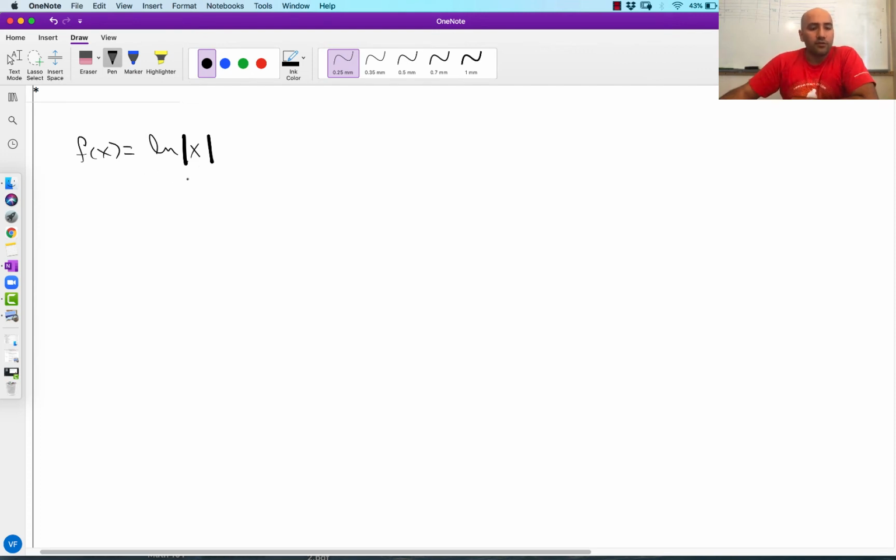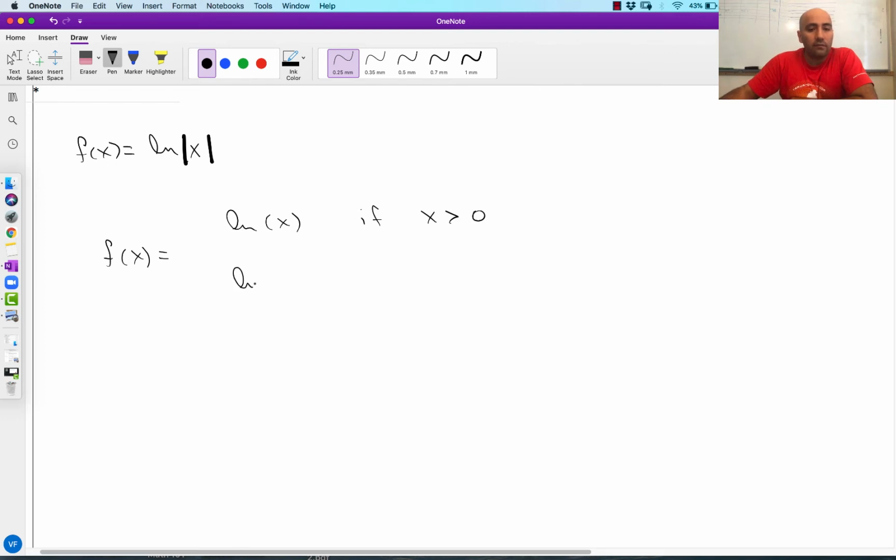Okay, this function can be separated into two different pieces, like a piecewise function. So this means that f of x is defined to be ln of x if x is strictly greater than 0. Right? In other words, if the input happens to be a positive number, then don't do anything. There's no more absolute values.